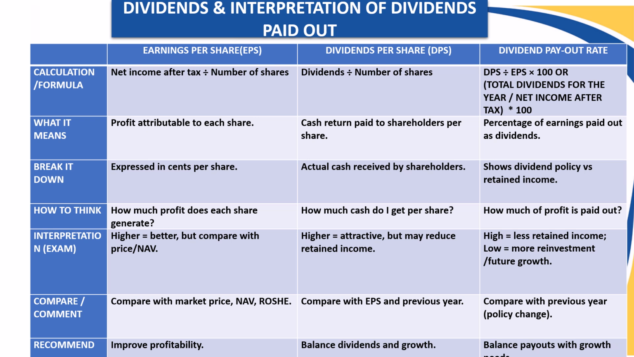So that is the cash return paid to shareholders per share. It's the actual cash that the shareholders will receive per year in the form of dividends. They also want it as high as possible because it makes the shares attractive.